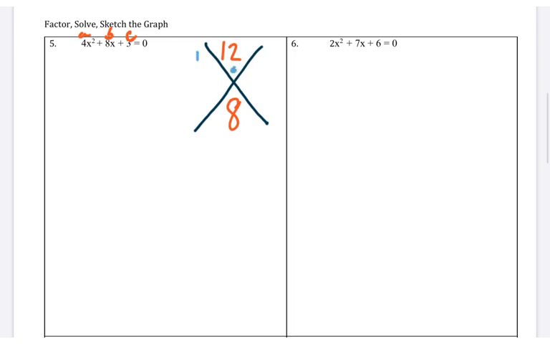What makes 12? 1 times 12, 2 times 6, 3 times 4. Which of these factors would add to make 8? Here it is, a 2 and a 6. So what I have here is a 4x squared. Instead of this middle, I'm going to split the middle, and I'm going to write the two numbers from my x puzzle. And then I put the number in the back.